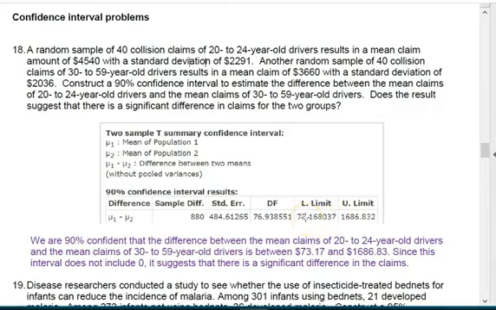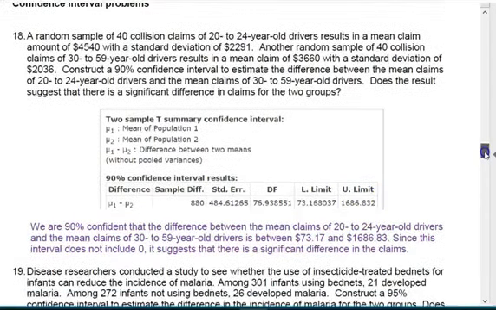The lower limit of the difference between the means is 73.2. The upper limit of the difference between the means is 1686.8. That's our confidence interval. If we wanted to interpret this confidence interval, we could say we are 90% confident that the difference between the mean claims of the two groups is between $73.17 and $1686.83.